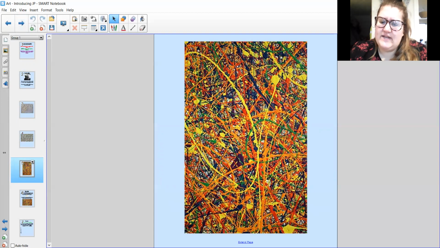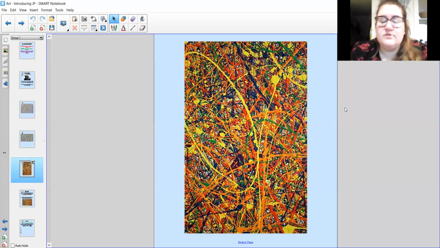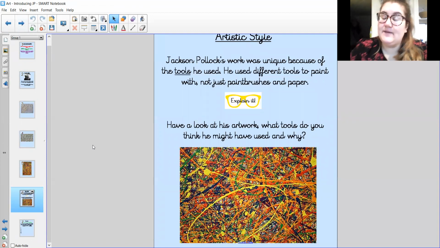Well, I was just looking at this one thinking, oh, that looks like a bit of a splodge there. It doesn't look like he's actually touched the paper or the canvas with his paintbrush. It looks to me like he might have sort of flicked it. Who knows? So his work was unique because of the different tools that he used.